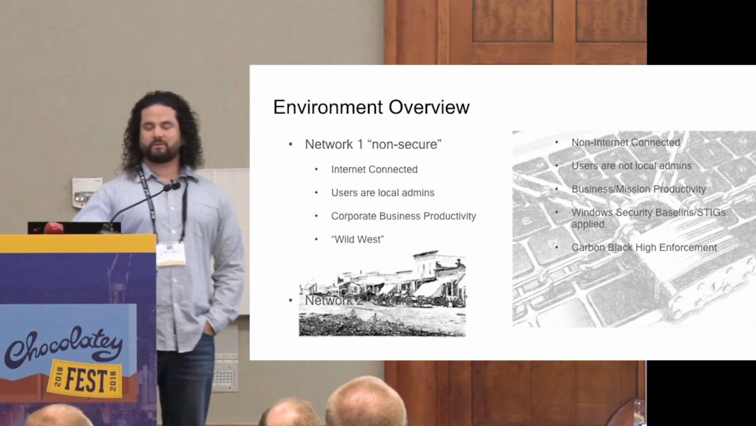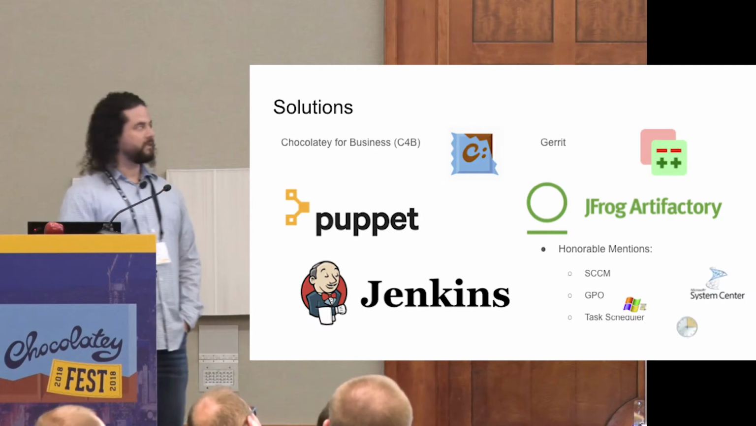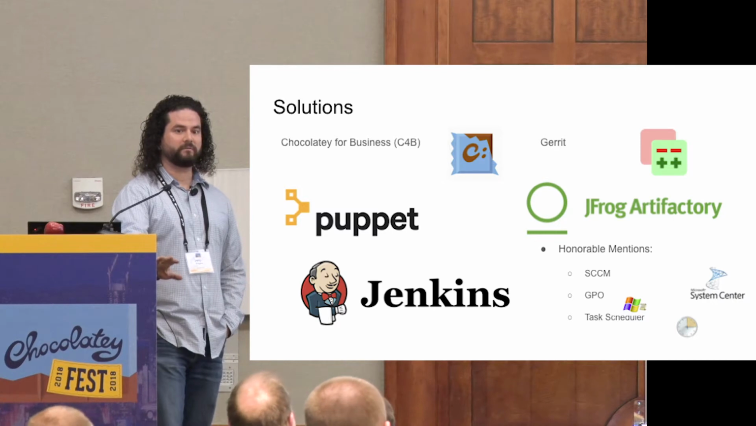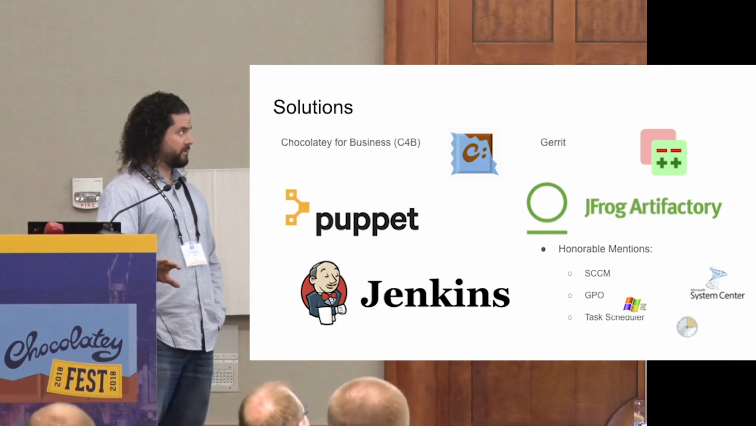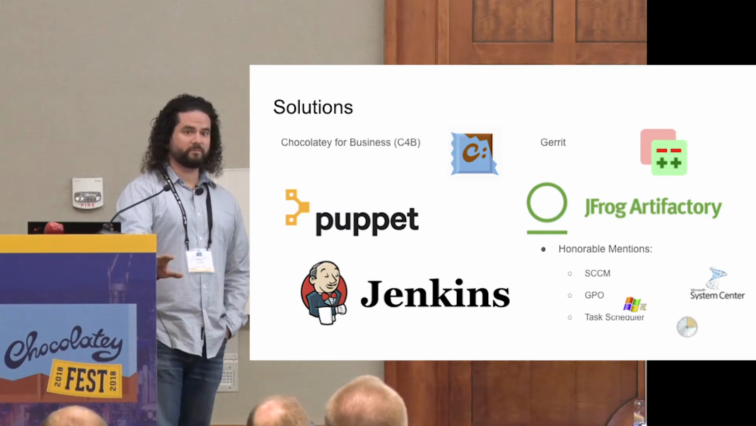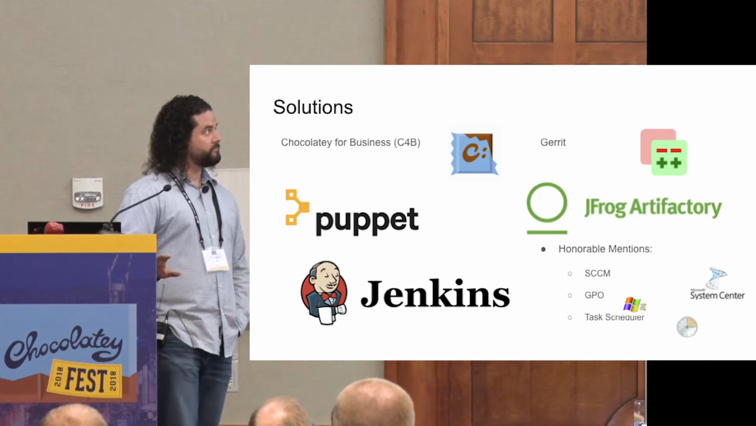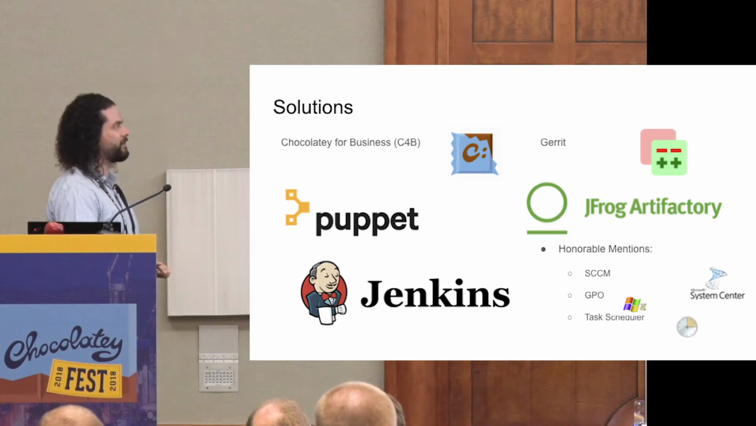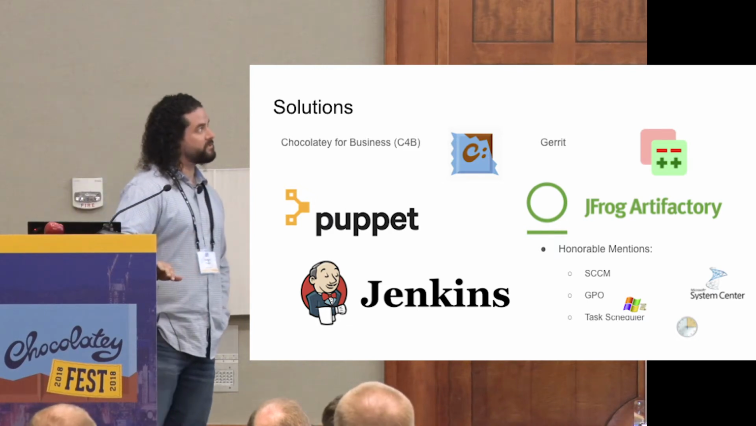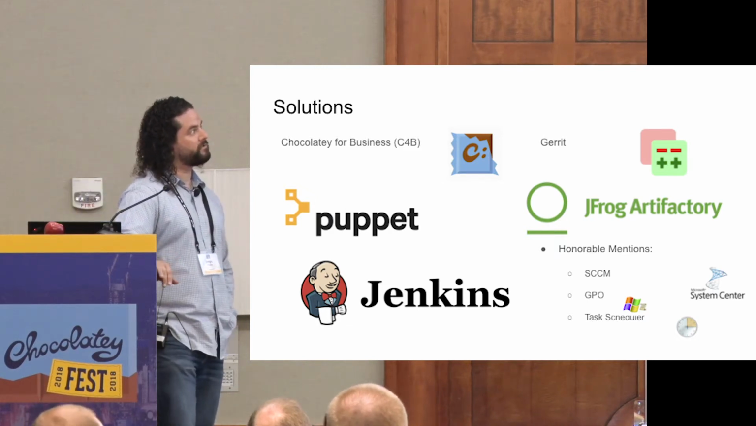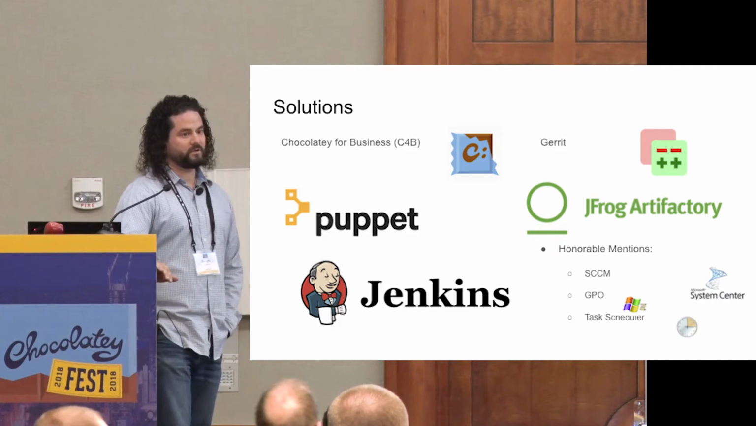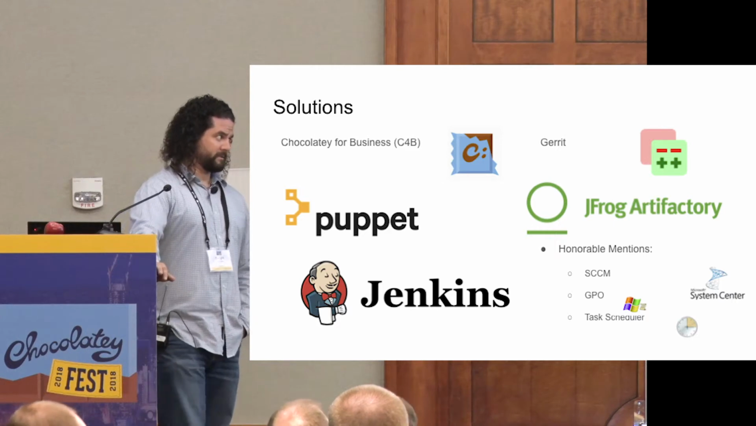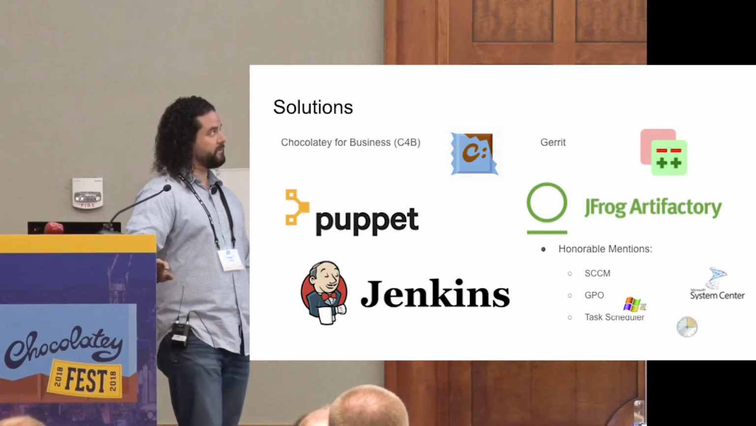So what kind of things do we do to enable this? The key to this, the core, is Chocolatey for Business. There are features in open source Chocolatey that you could use, but Chocolatey for Business is basically the force multiplier that makes this super easy for everyone. Puppet for software configuration management. Jenkins is our automation server. Gerrit for code. And we use Artifactory for our Chocolatey server. And honorable mentions to SCCM, group policy, and task scheduler, which we'll talk about in a minute.